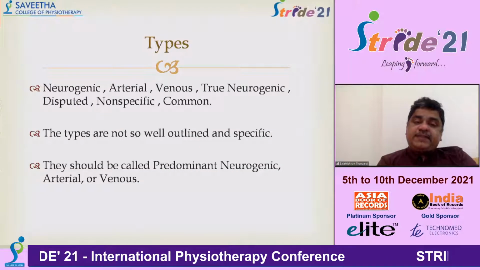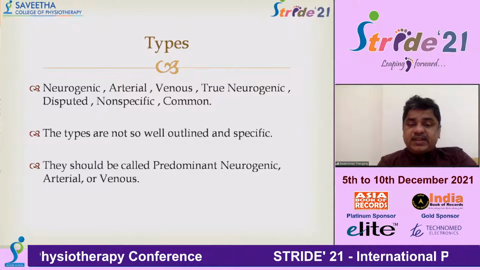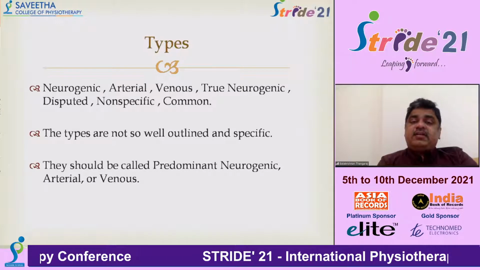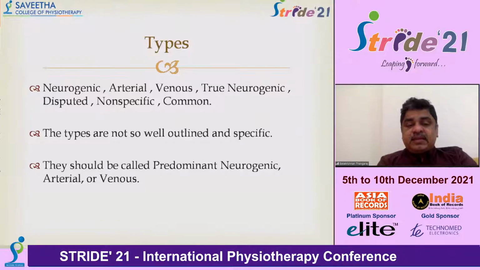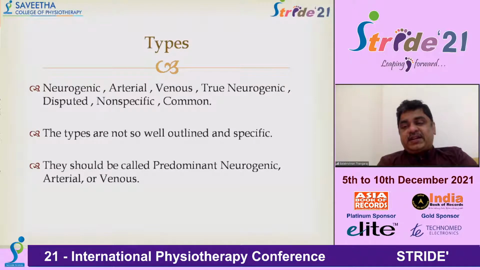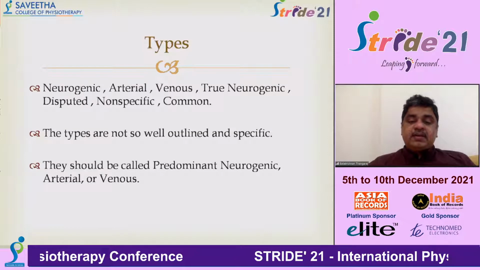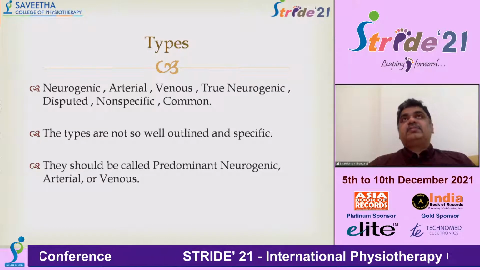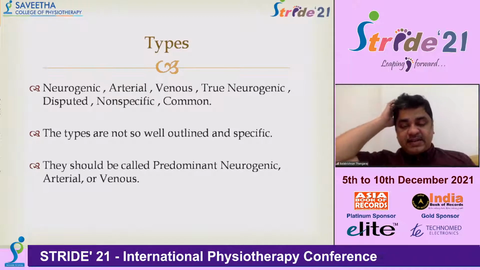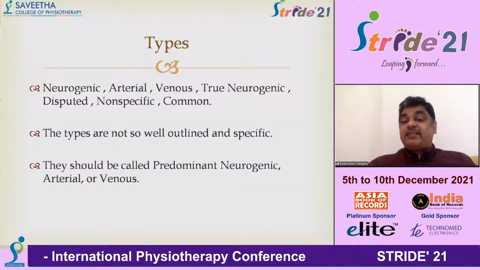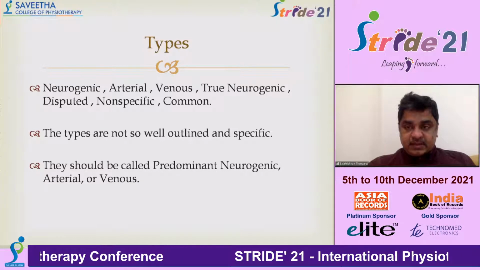As I mentioned, the types are neurogenic, which includes only the nerve issues, then arterial or venous, or true neurogenic, disputed, non-specific, and common. The types are not so well outlined, and there is no specific differentiation among these types. Whatever we differentiate is predominantly neurogenic, predominantly arterial, or predominantly venous, but there might be mixed forms as well. We cannot isolate it into one condition. Next, please.